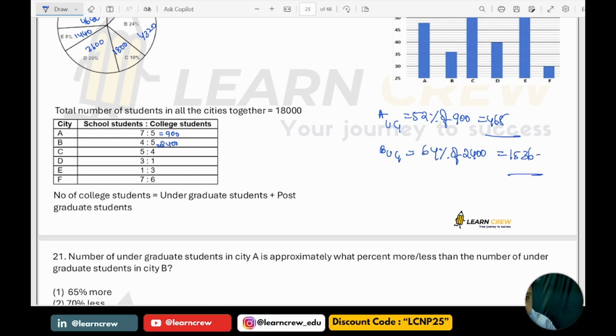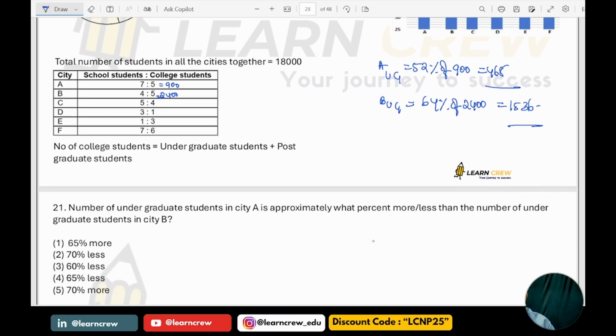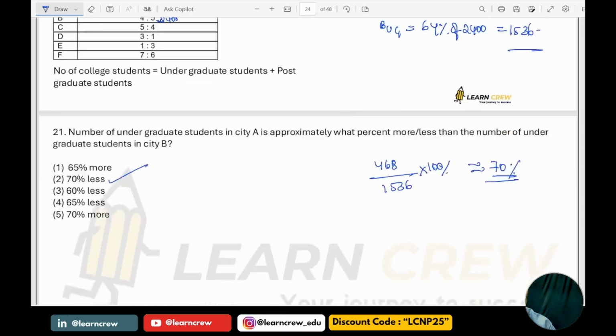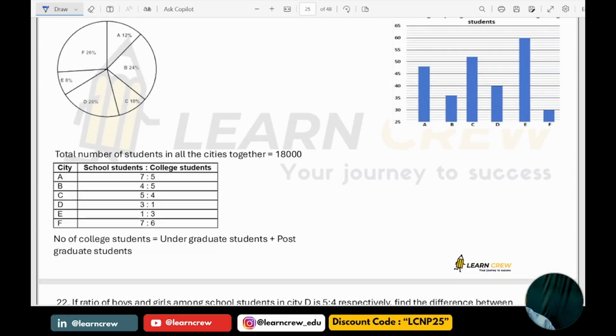468 is what percentage of 1536? It is the question. So it is very close to 70, but less than 70. So answer is less than 70%.